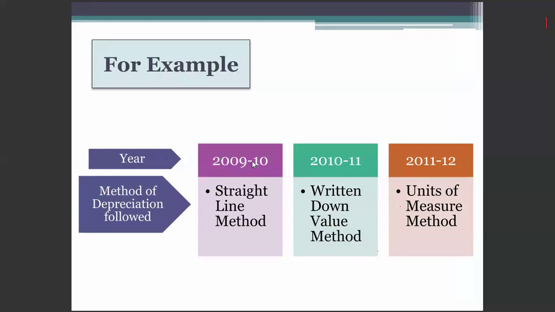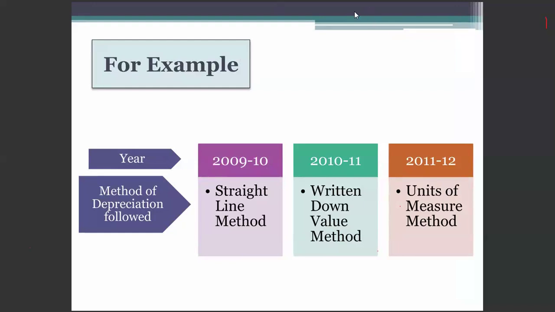So let's understand the example. I already discussed this example. In 2009, I have straight line depreciation. In 2010-11, I have return on value. And in 11-12, I have units measures.